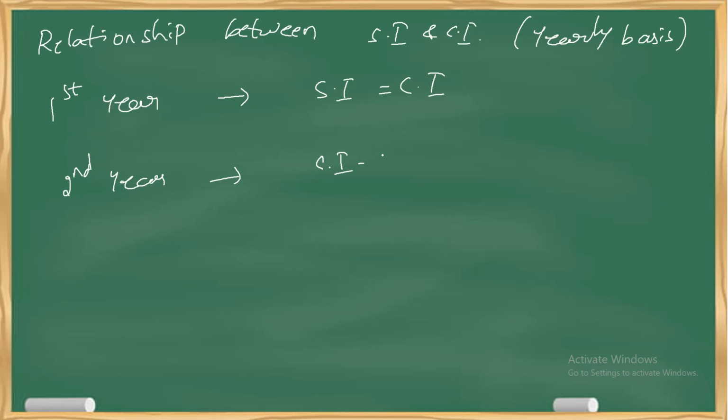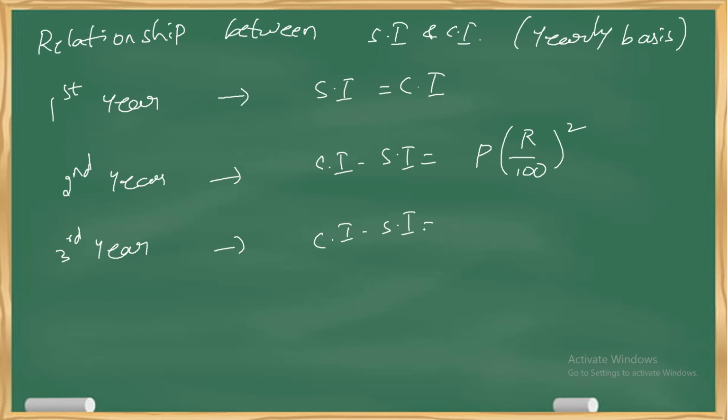The difference between them will be P into (R by 100) whole square. Okay, the third year, P into (R by 100) whole square into (R plus 3). Okay, so you need to understand, every year the difference between the compound interest and simple interest will be going on increasing.